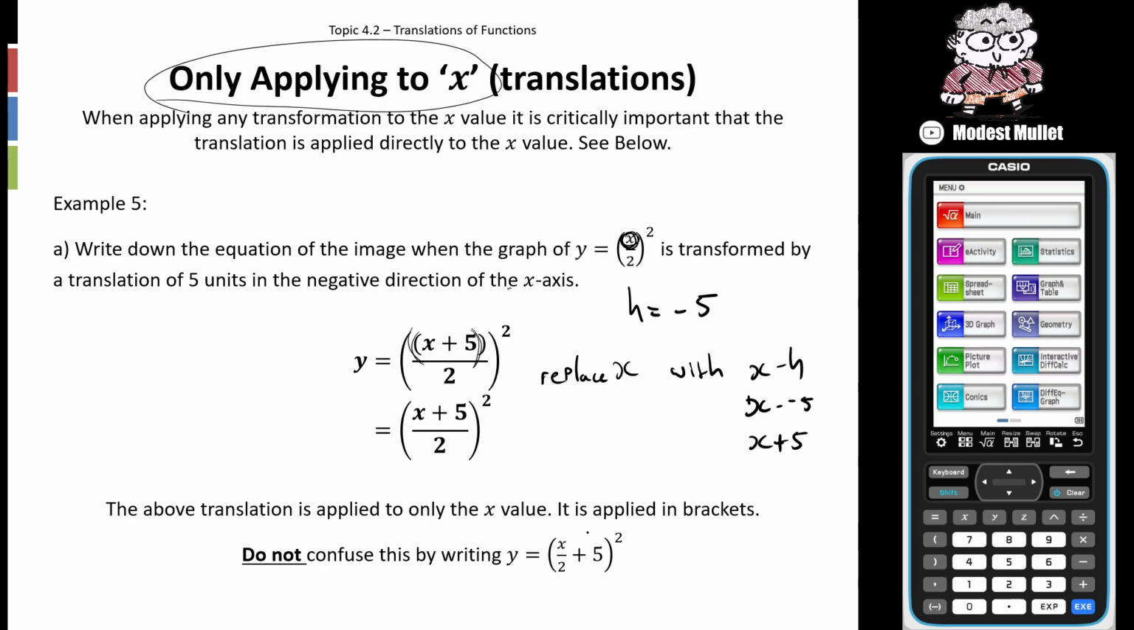You cannot write what is down here. In this case, you haven't replaced x with x plus 5. You've put plus 5 next to x on 2. It's very different. You've got to think about this x acting like a box, a placeholder, and whatever else is happening to it happens after that x, so we need to replace that x with x plus 5. So down here, that is wrong.